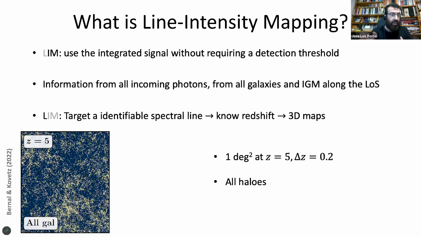Okay, so let me now use a comparison of how a galaxy survey would work compared with intensity mapping. This is from a slice in a simulation. This is a 1 square degree around redshift 5. The width of this slice is 0.2 in redshift. And here, each yellow dot is basically every halo in the simulation.